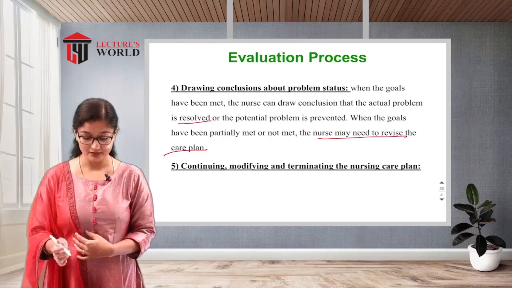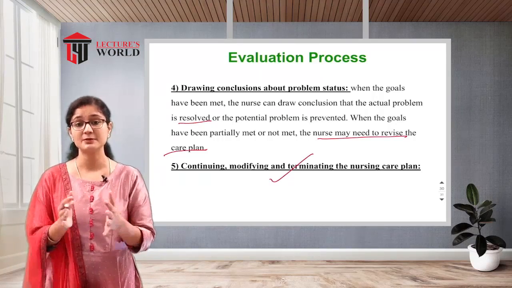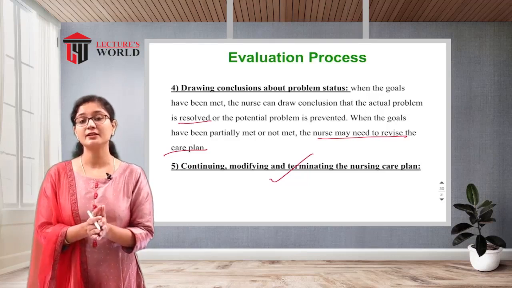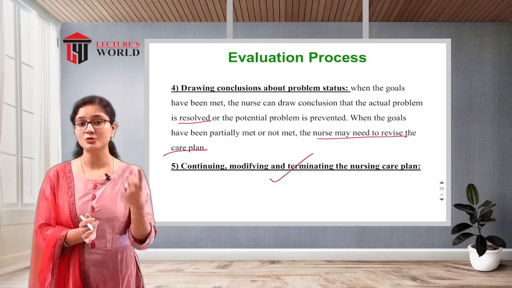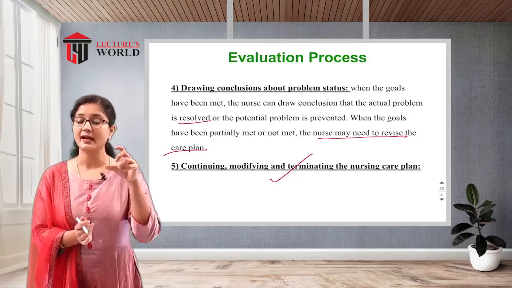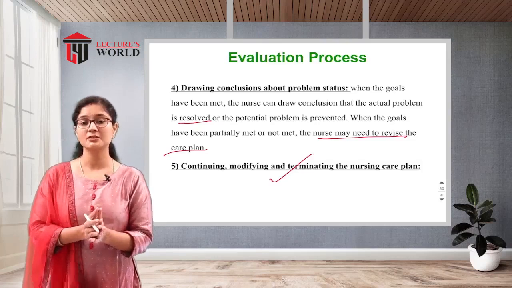Hope you understood this evaluation process. So these are the 5 main processes whenever you are writing your evaluation. Very important is the statement, that is goal met, partially met, not met, and then the supporting part you are going to write down. Okay, hope you understood the evaluation process.